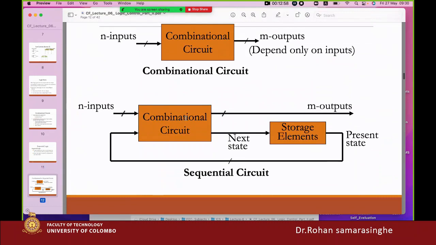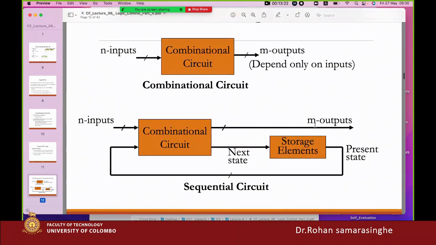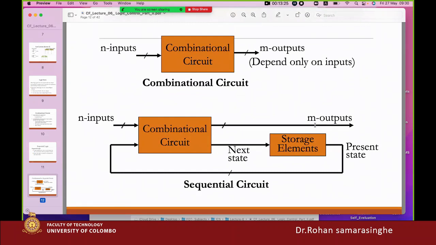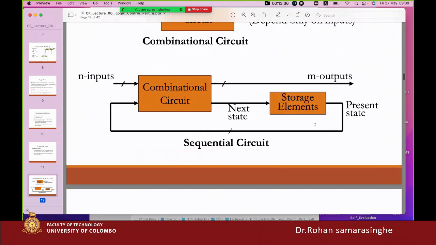Here, in these inputs, we can find the combinational circuit. The state of the output is saved in a memory element, and with the new inputs, this state is given to the combinational circuit in order to get the new output. So this is the main difference between the combinational and the sequential circuit. The sequential circuit has a memory element to keep the state of the previous inputs, and it enters the circuit along with the new inputs.